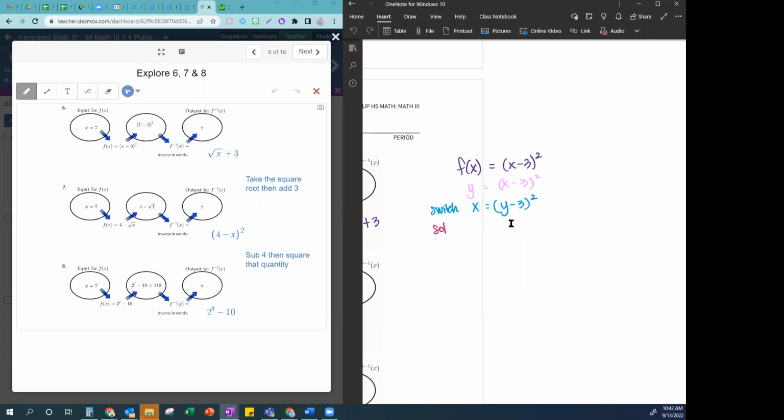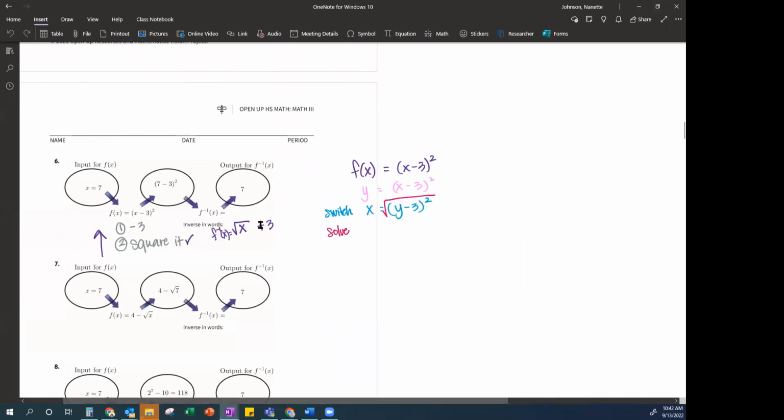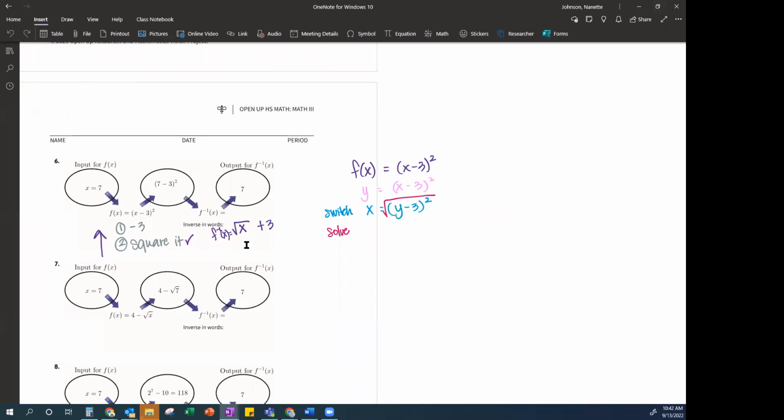Oh, Ms. Johnson, I know how to get rid of it. You'd have to get rid of that squared. Okay, then we'd square root it. Oh, that sounds familiar, because that's exactly what we did over here. We square rooted it. So square root. Then we get square root of x is equal to y minus 3. And then how do we get rid of subtract 3? Oh, we add 3. So really you're doing the same thing.